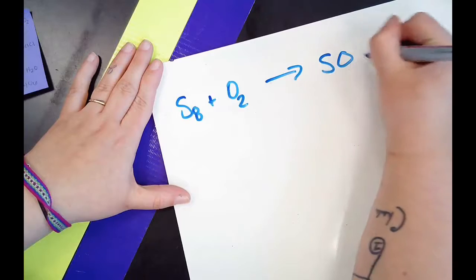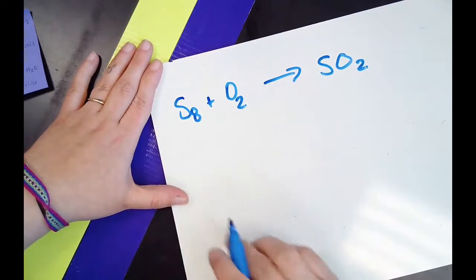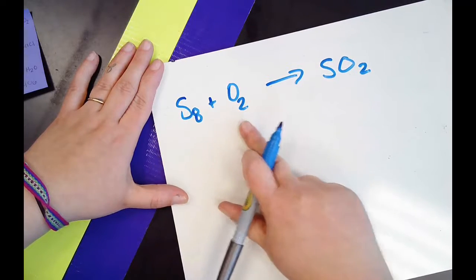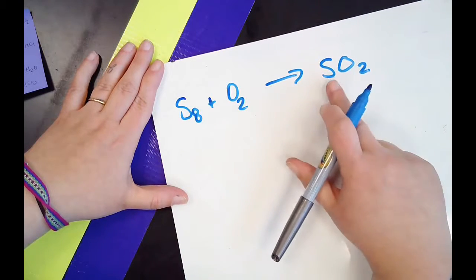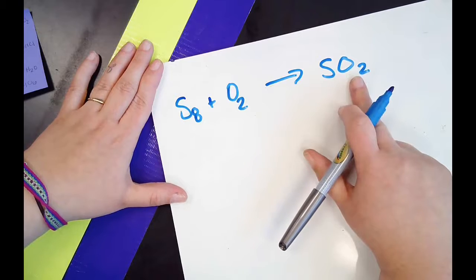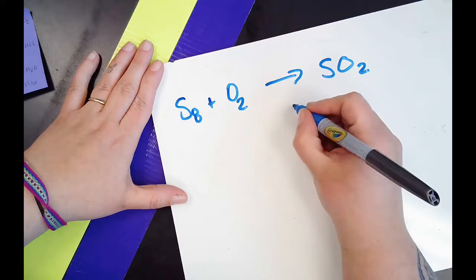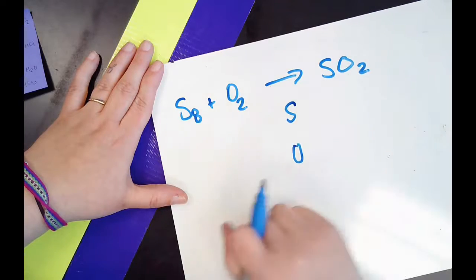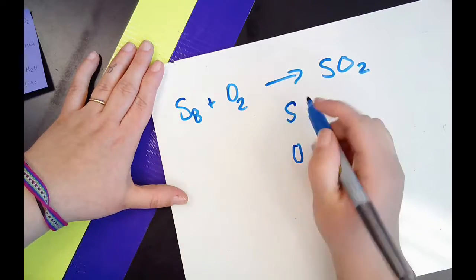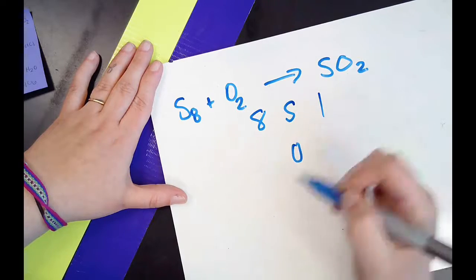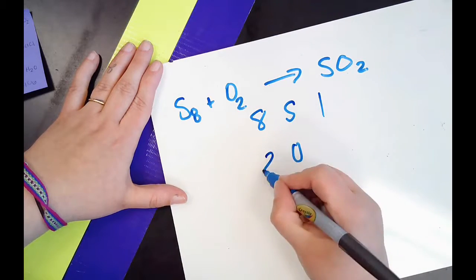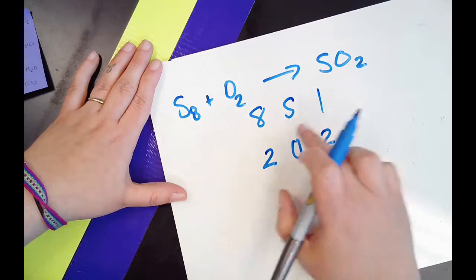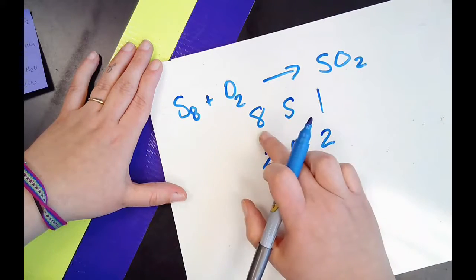Okay, so this is sulfur plus oxygen yields sulfur dioxide. We're going to list our atoms first. Sulfur and oxygen are the only 2 atoms involved in this. Count. There are 8 sulfurs on this side, 1 on that side, 2 oxygens on this side, 2 on that side. Let's balance. This is my out of balance atom, so I'm going to balance it first.